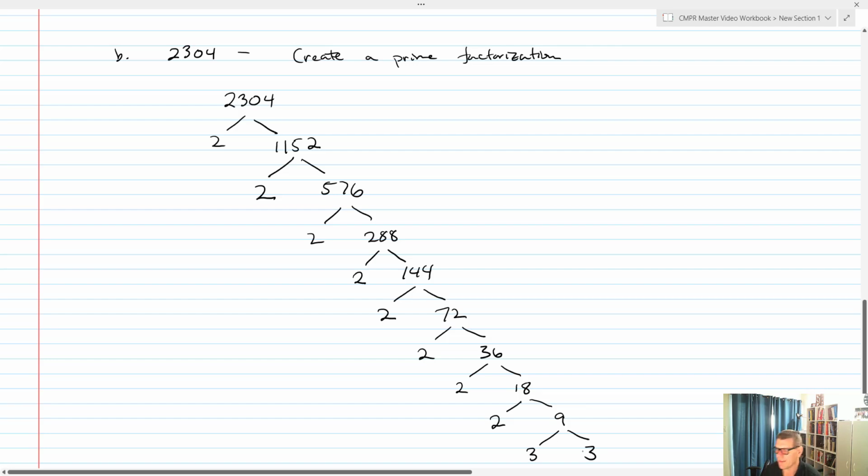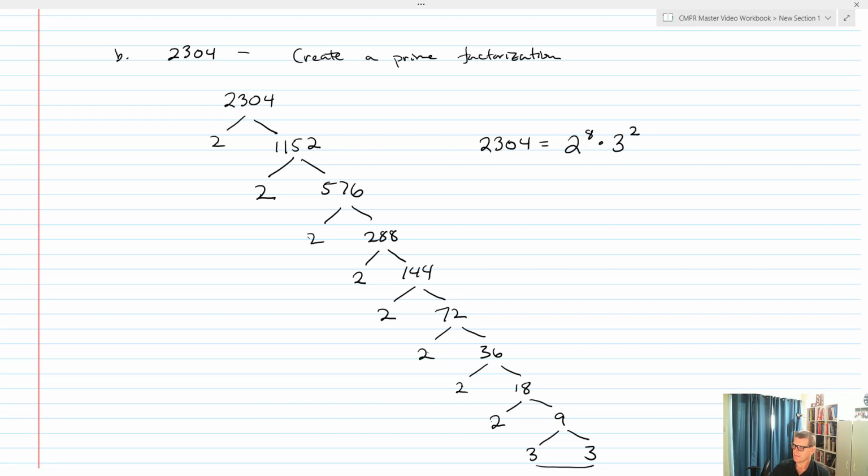And now all of the ends of my branches are prime. What I'll do now is I've got 2,304, and I'm going to write this as an exponent. So that's 1, 2, 3, 4, 5, 6, 7, 8. I've got 8 2's, so that's 2 to the 8th, times, and I got 2 3's, so it's going to be 2 to the 8th times 3 squared.